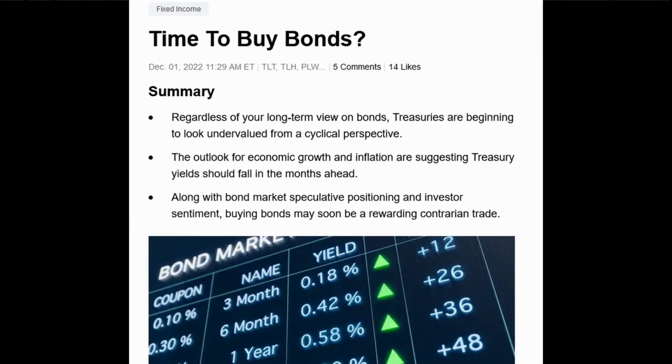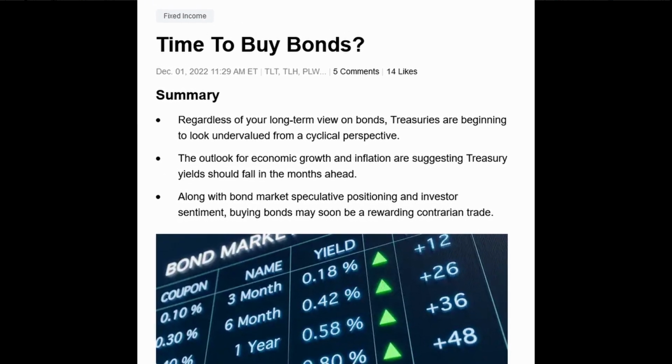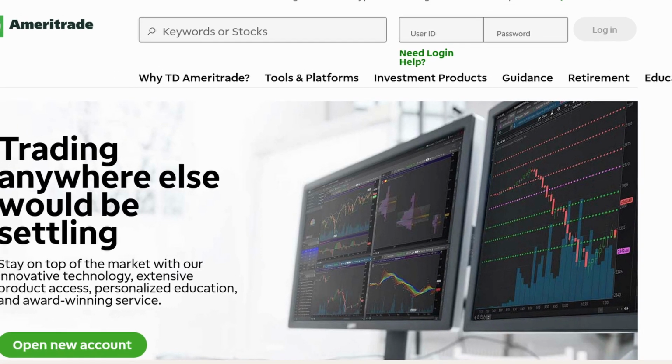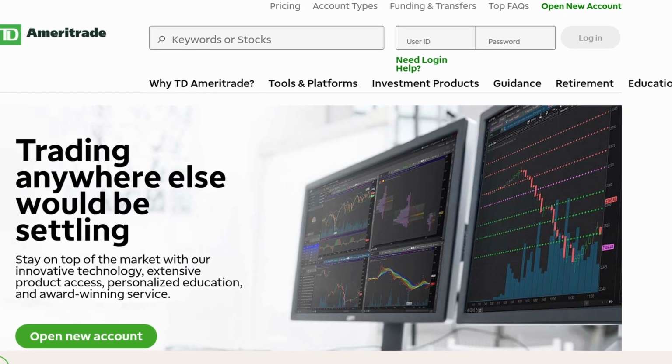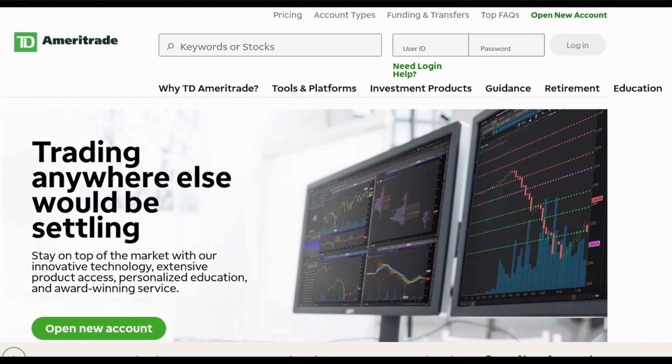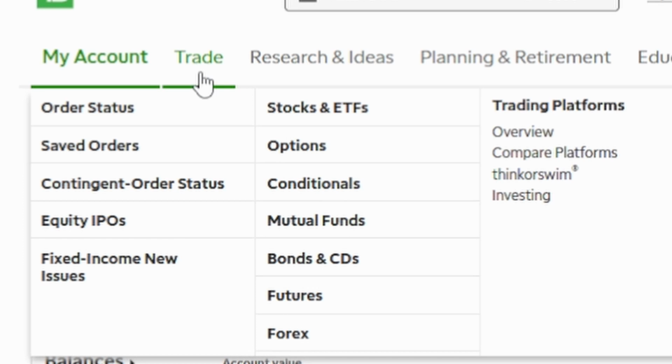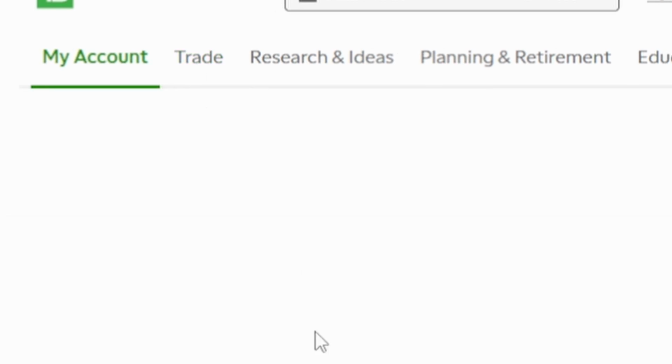So I'm going to buy some T-bills in my TD Ameritrade account and show you the steps on how to buy them for a new issue auction. So let's get started. Okay, let's go see how you buy treasuries here. Go to Trade, Bonds and CDs.